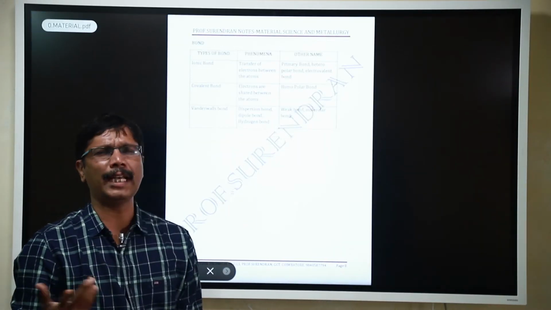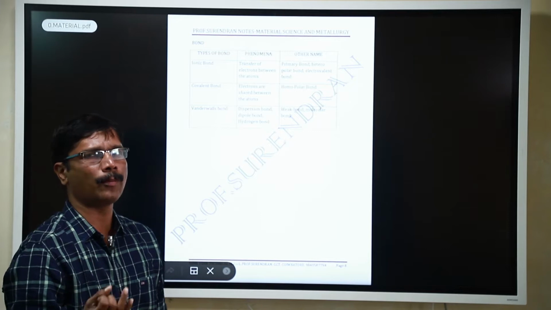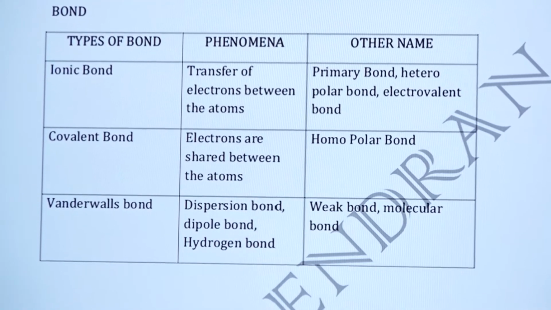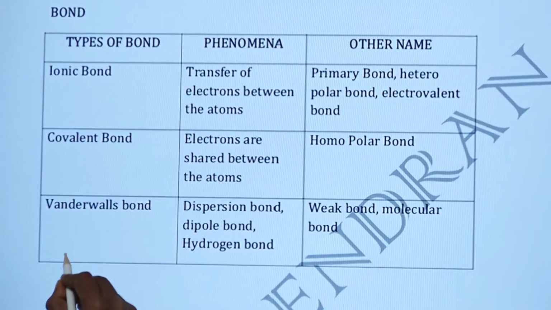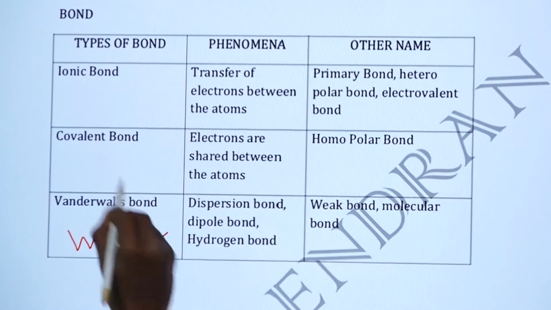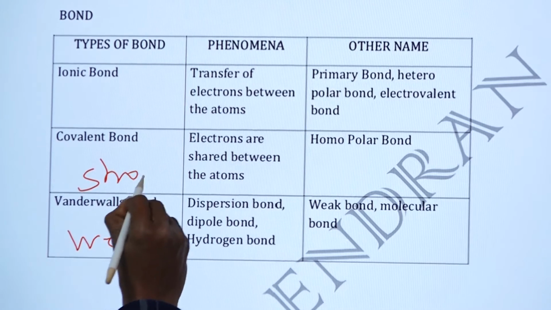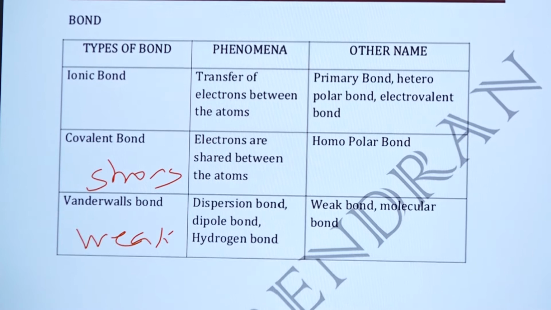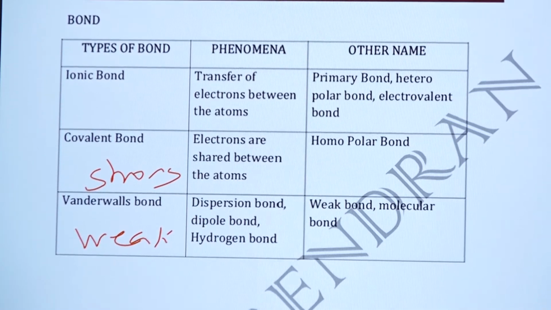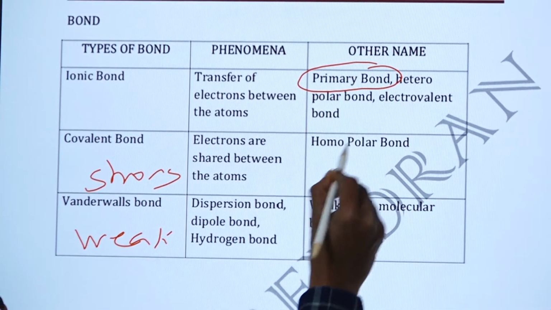So we are having 3 different types of bond: ionic bond, covalent bond and van der Waals bond. Van der Waals bond is the weakest bond. Covalent bond is the strongest bond. Ionic bond is formed by the transfer of electrons between the atoms. Sodium chloride is an example, and ionic bond is called a primary bond.